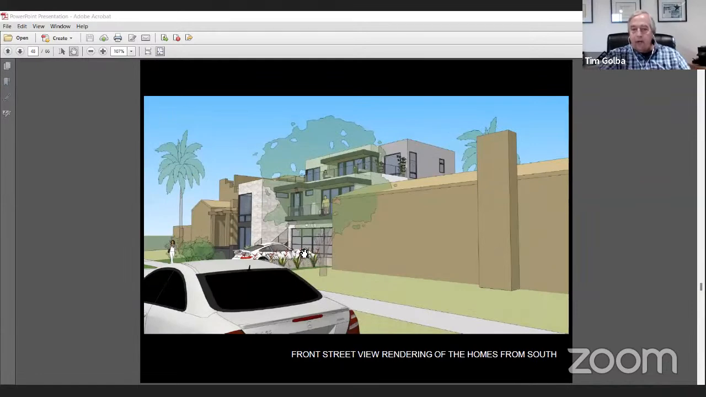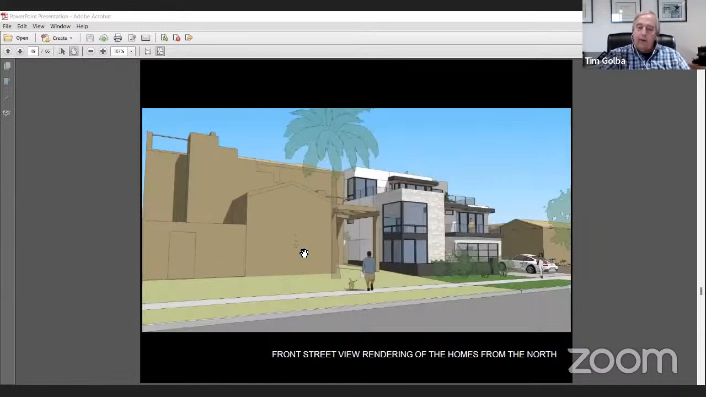From the corner, sort of looking north, and then from the north looking back south towards the corner. Again, this is all existing. That's all right there. This is the only new part, is this portion pulled way back here.